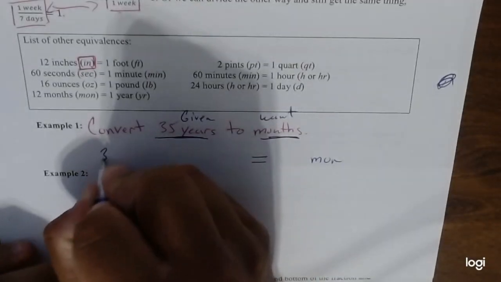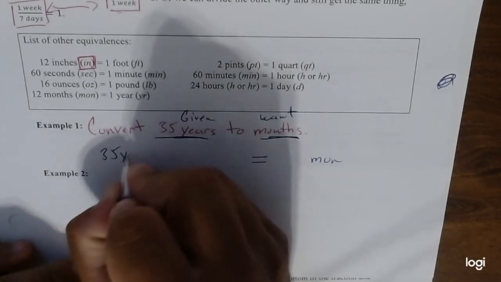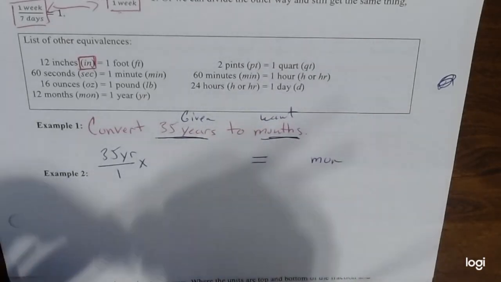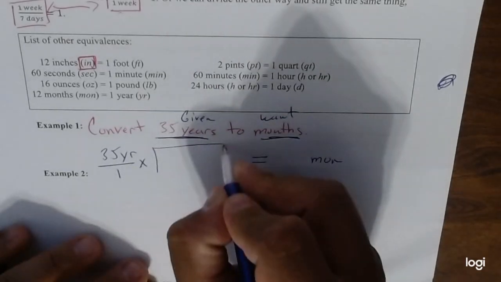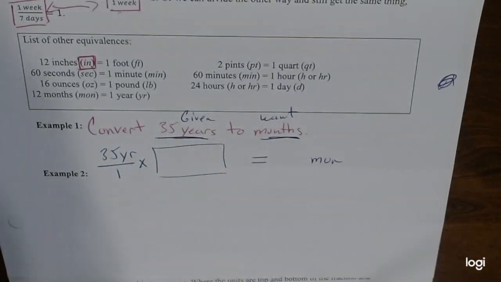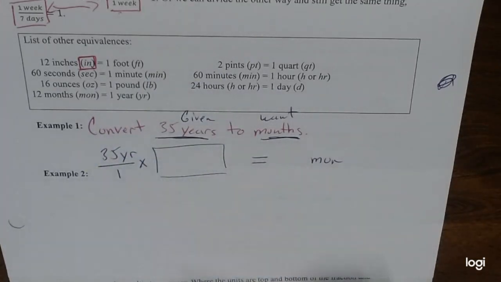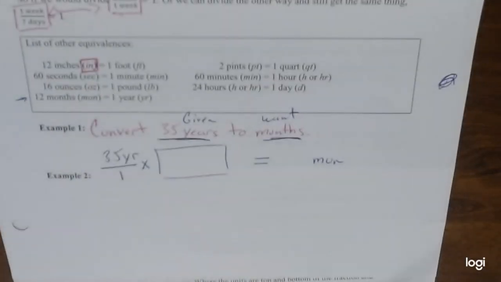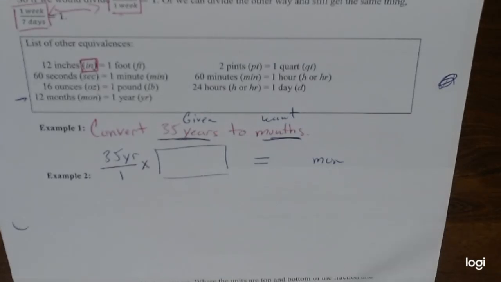Now we always start with what you're given. So we're given 35 years. So I'm going to abbreviate years as YR. We're always going to put over 1. Now the thing is, when it comes to a conversion, you always want to multiply by some equivalency to get to what we want. Okay. Now, for instance, we've got to figure out, given our equivalences here, which one associates years to months. And hopefully you guys all see this one, right? We know there's 12 months in 1 year.